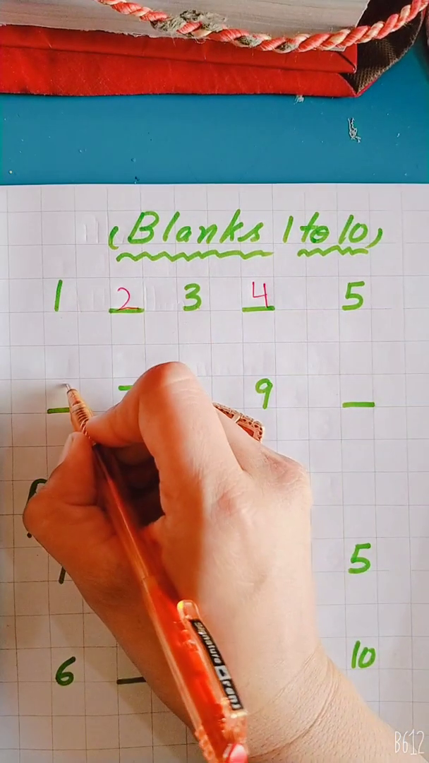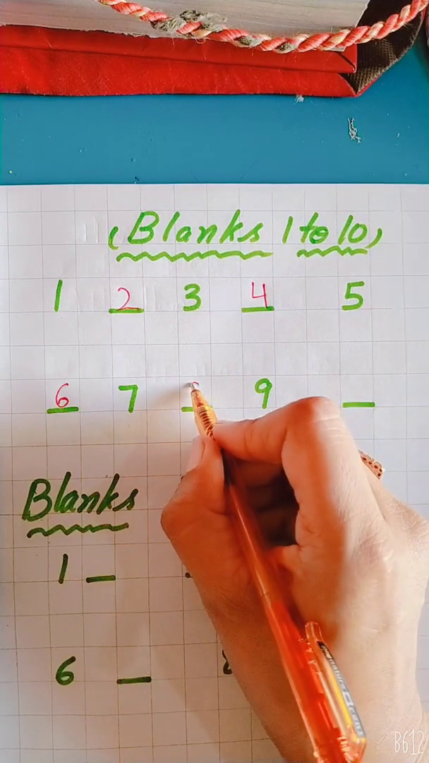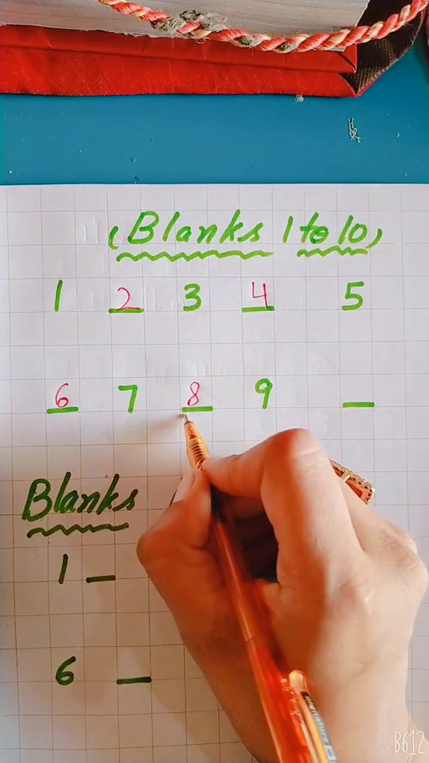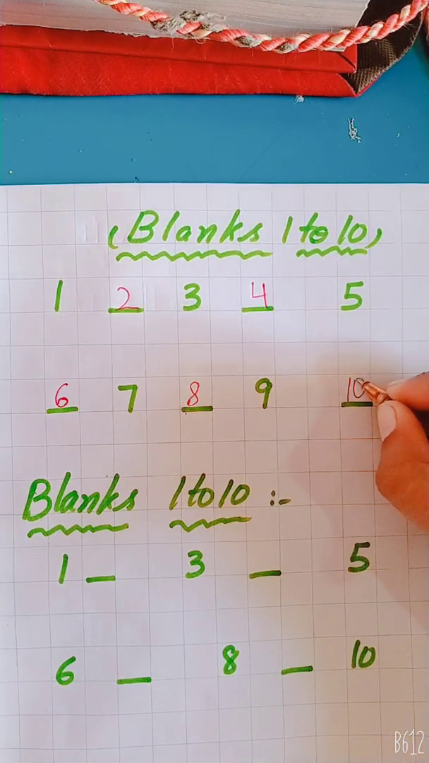5. Make a cup and turn around. Number 6. 7. 8 is sleeping snake. 7 के बाद क्या आएगा? 8. 9. 10.